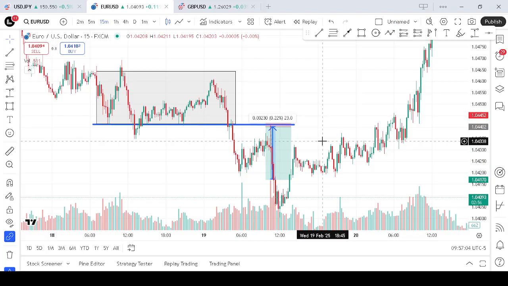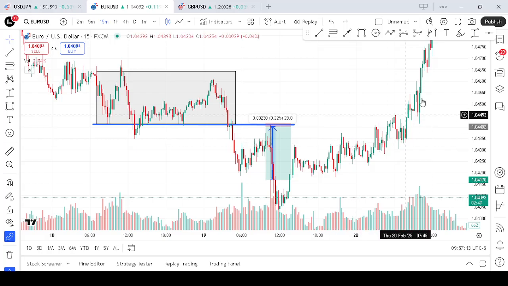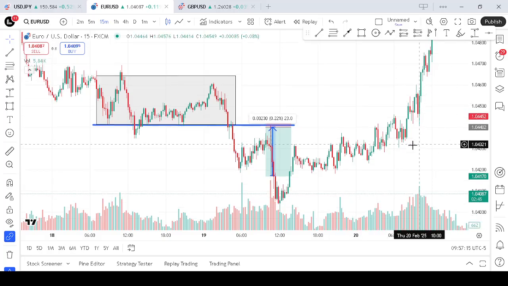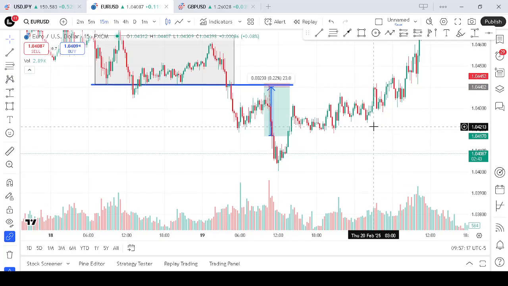Remember, not all breakouts lead to a sustained move. That is why your stop loss and position size are crucial for protecting your capital when trades do not work out as planned.